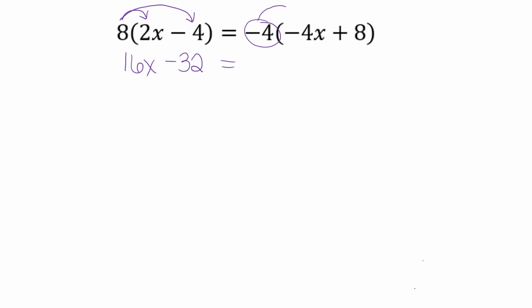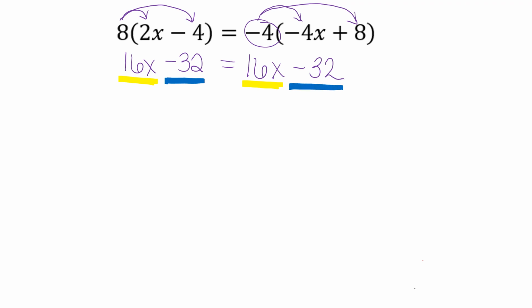We're going to distribute -4 to everything in the parentheses set. -4 times -4 is a +16. Keep the x. And -4 times a +8 is a -32. So when you look at your variable terms, you have a +16x and a +16x. At that point, you know you either have a no solution or an infinite solution equation. Then when you look at your constants, you have a -32 and a -32. This lets you know that you have an infinite solution equation.